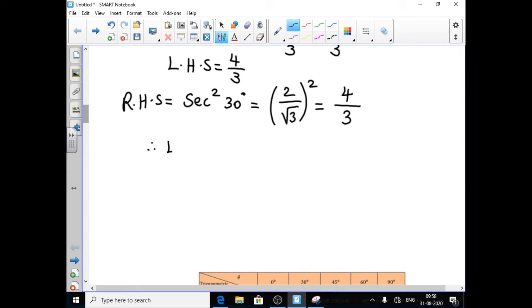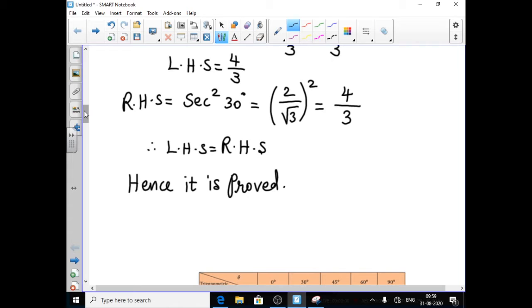Therefore LHS is equal to RHS. So hence it is proved. Okay. So your second problem, second subdivision is over. Then third subdivision.